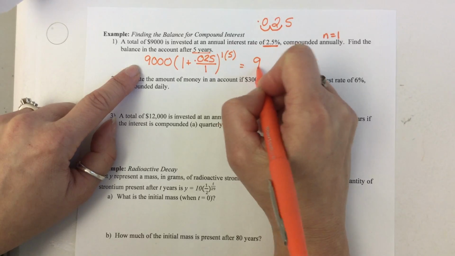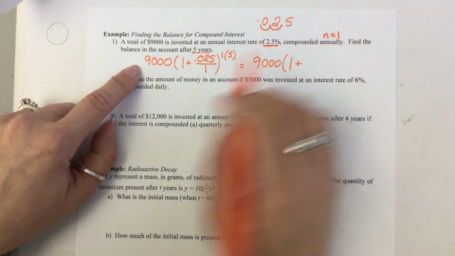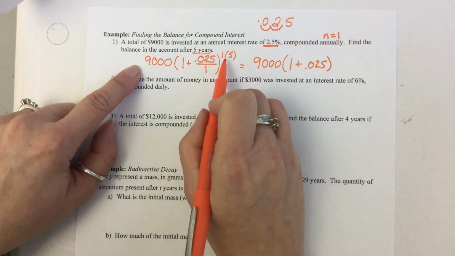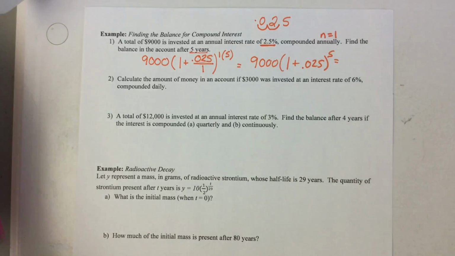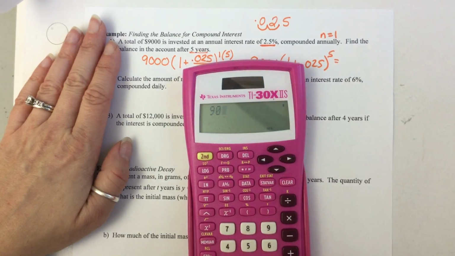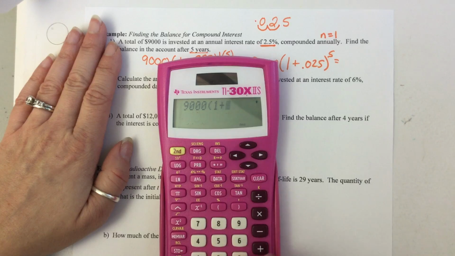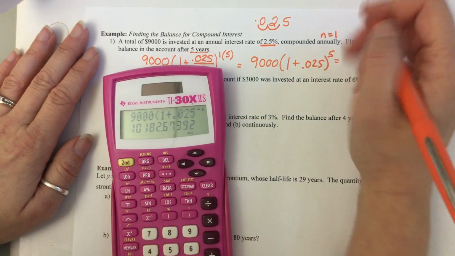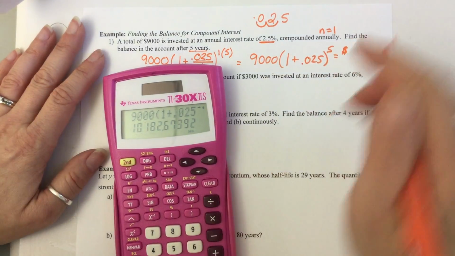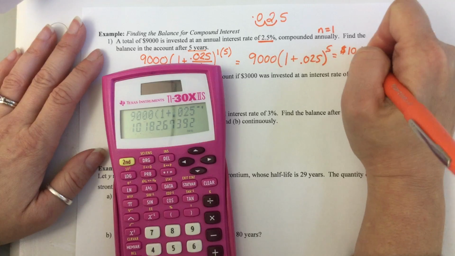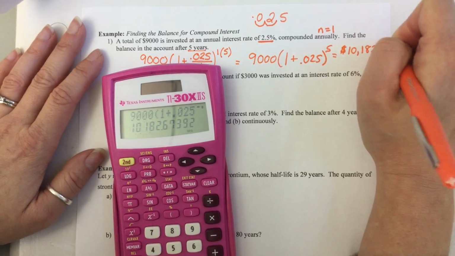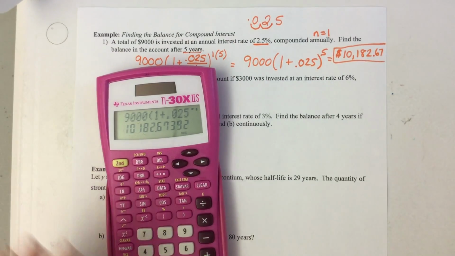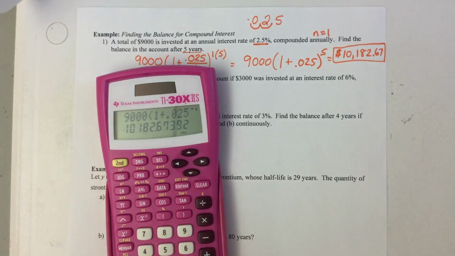So I can go ahead and have 9,000 times 1 plus 0.025 divided by 1 is 0.025, to the power of 1 times 5 is 5. We can go ahead and enter that. And let's see how much money we would have. See, this is exciting stuff. 9,000 times 1 plus 0.025, close it, to the power of 5. And your investment, you go back 5 years later and you're like, yo, I want my money. It's $10,182.67.